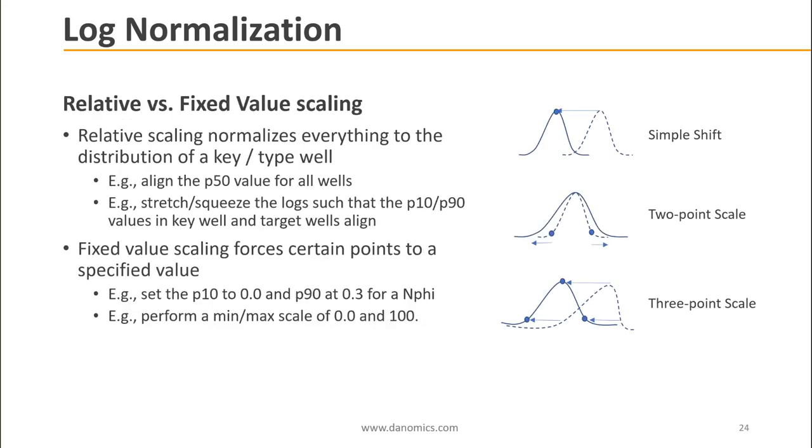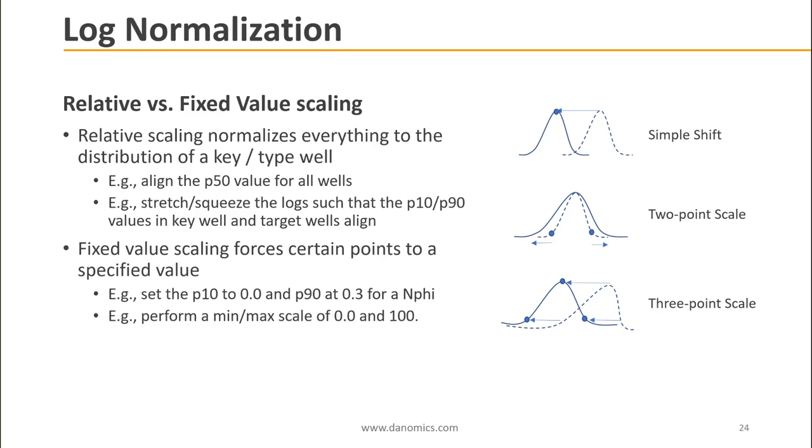Now, a couple of different ways you can do normalization. You can do a simple shift, and this is just where you try to shift the data to higher or lower values. You can scale the data, so this is a stretch and squeeze operation, or you can do a 3-point scale, and this is an asymmetrical type of stretch and squeeze.